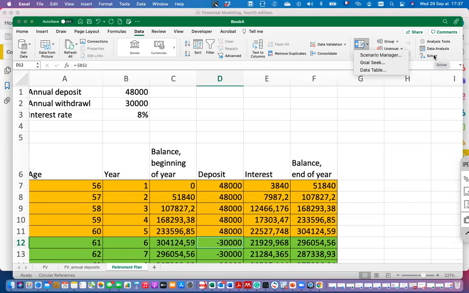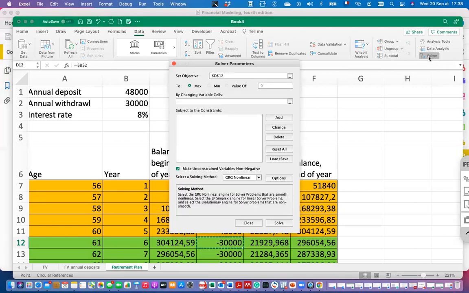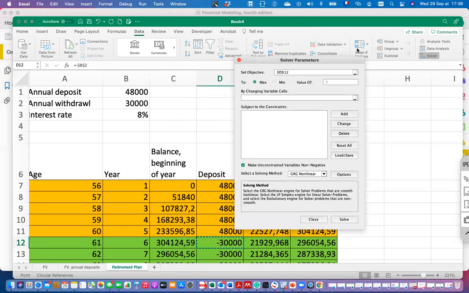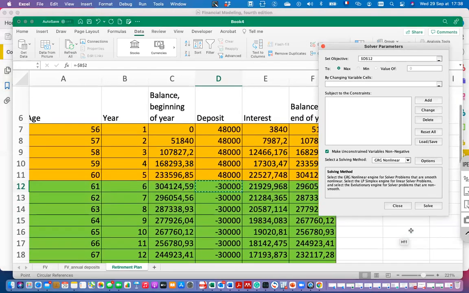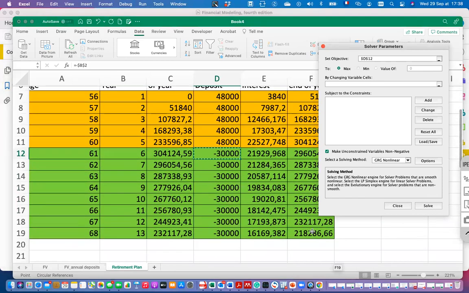Okay, so let's go to solver. So if you are comfortable with solver, we can directly use solver, right? So in solver, we have to set an objective. So our objective is to make this cell F19, which is the balance at the end of the final year, equal to value of 0.